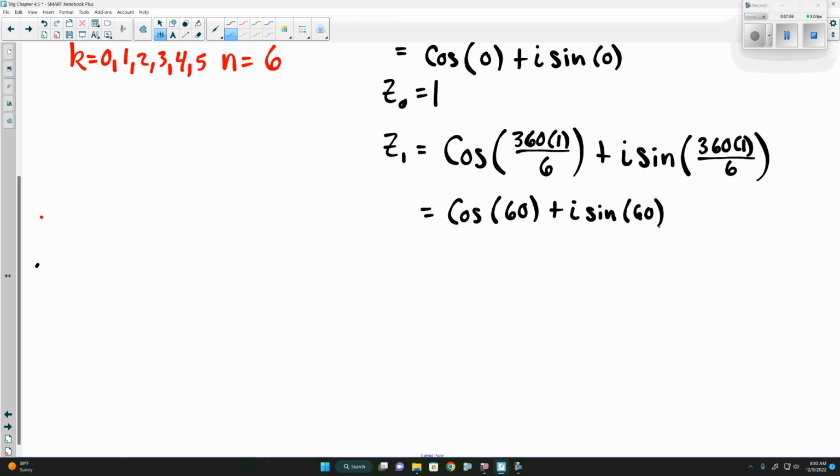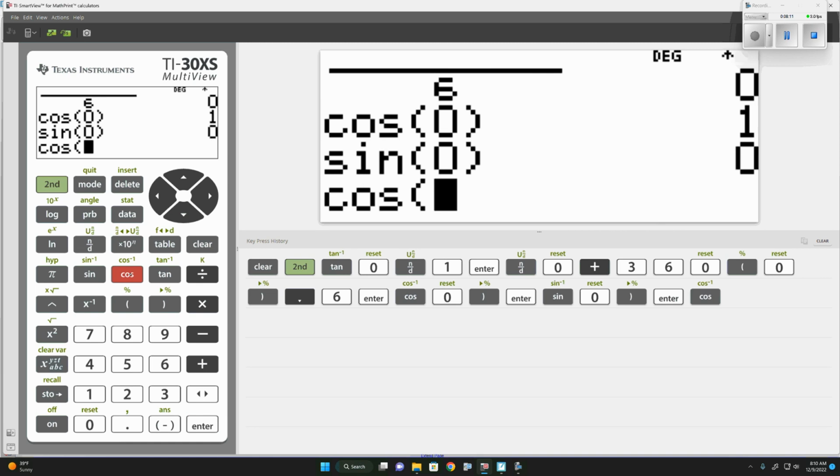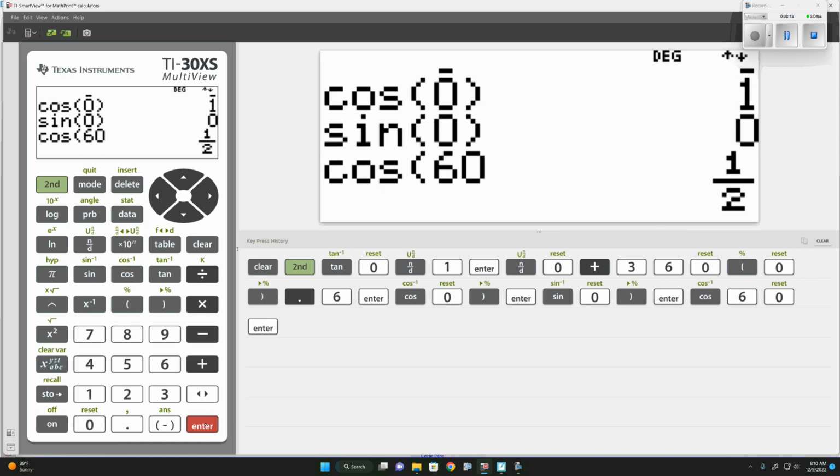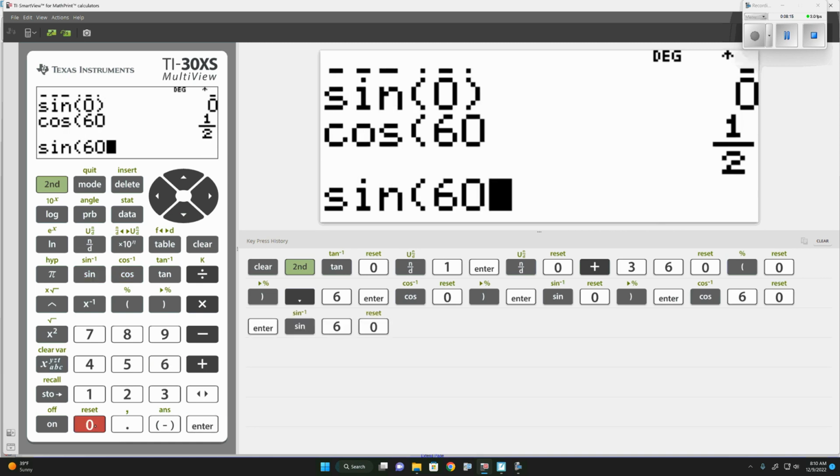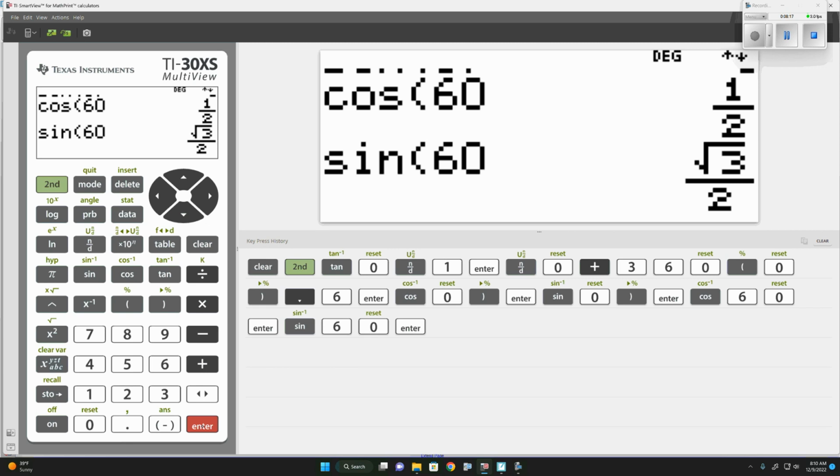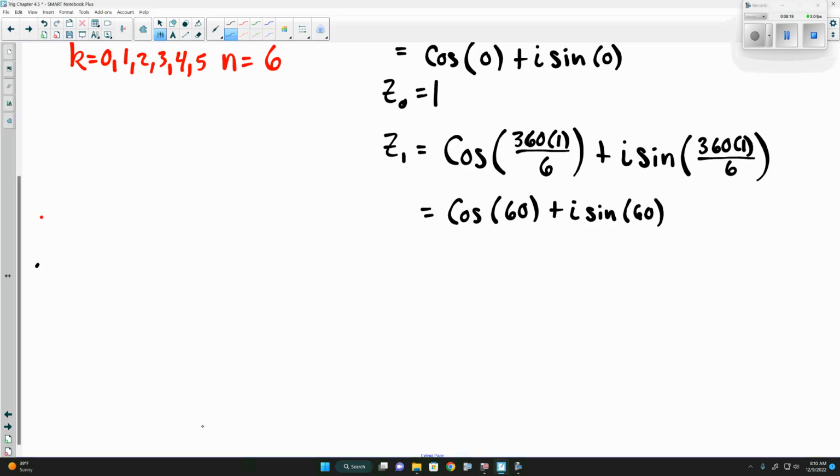Luckily, this one here is not that bad. 360 times 1 is just 360, and 360 divided by 6 is going to be 60. So we can look at cosine of 60 degrees and sine of 60 degrees: 1/2 and square root 3 over 2. So 1/2 plus square root 3 over 2 I.